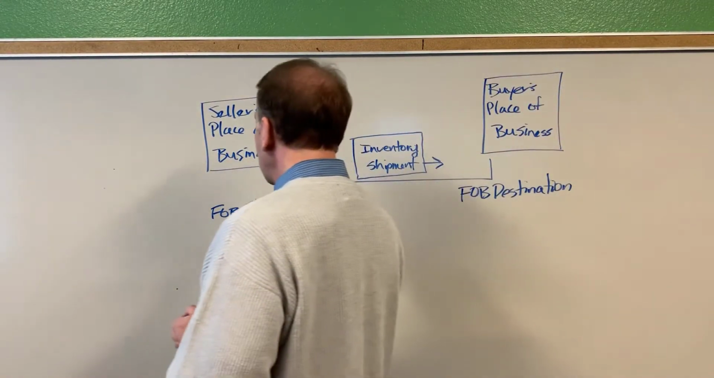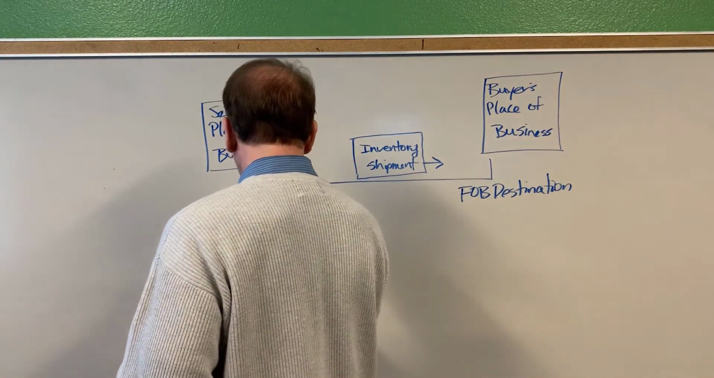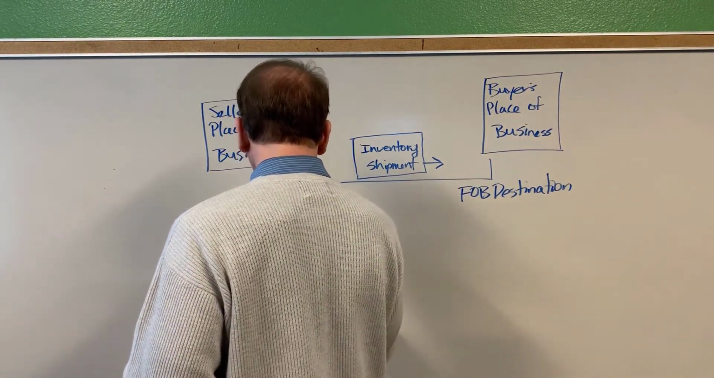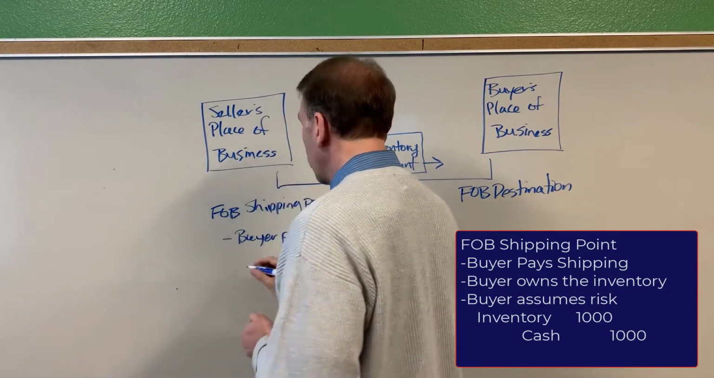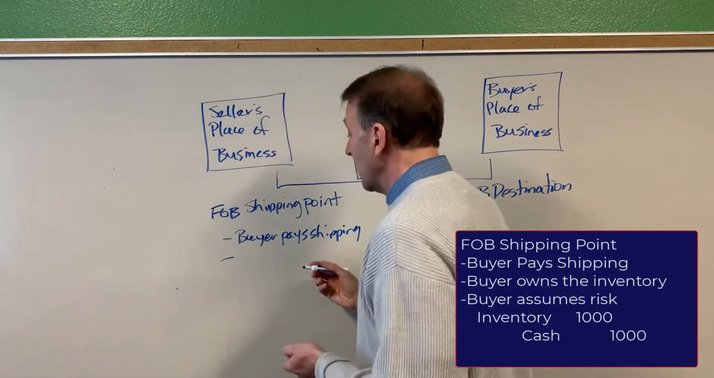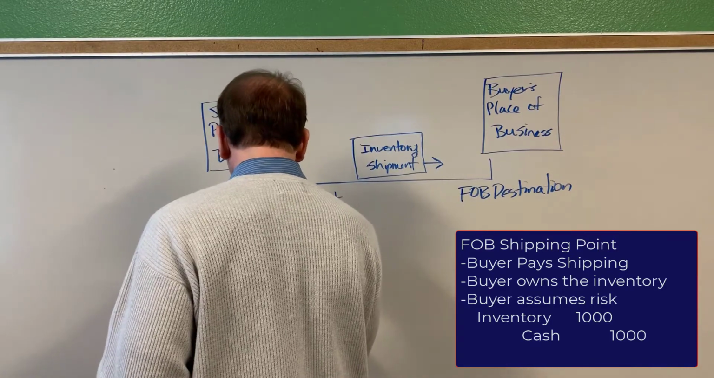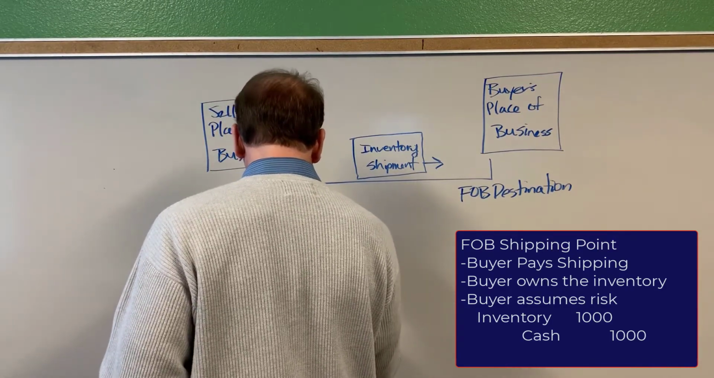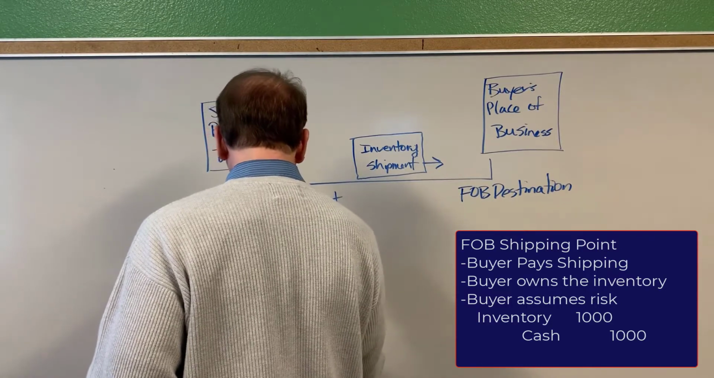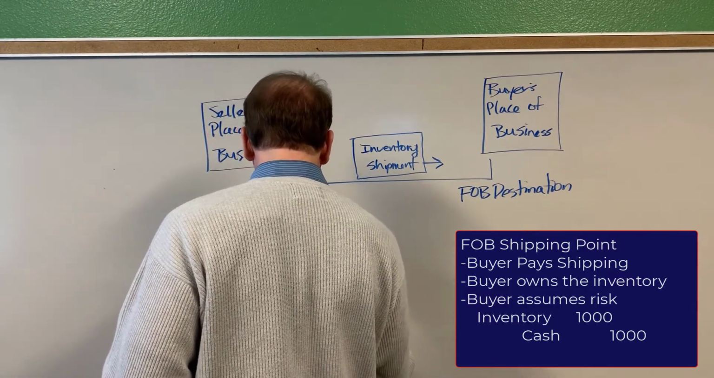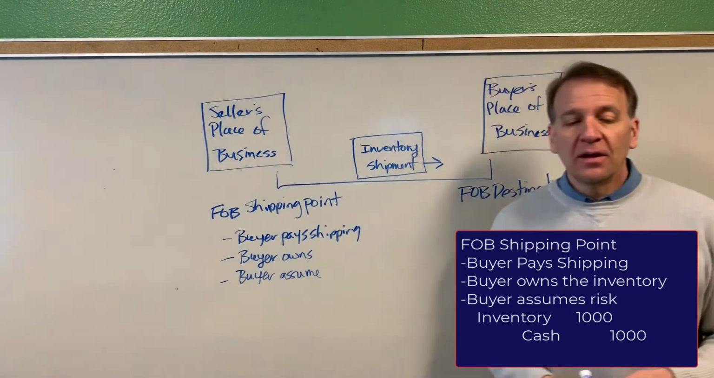So basically what's happening then is the buyer pays the shipping during transit. Well, they're paying the shipping. The buyer owns it during transit. The buyer assumes the risk of the inventory, so they want to make sure that they properly insure it.